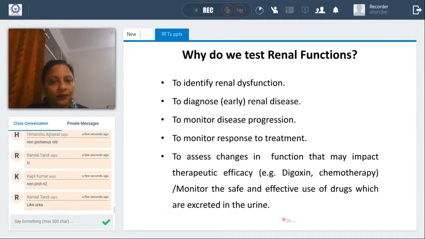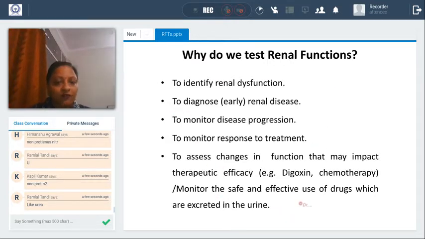Why do we test renal functions? First, to identify renal dysfunctions or errors in the function of kidneys, to diagnose early renal diseases, to monitor disease progression or response to the treatment, and lastly, to assess change in function that may impact therapeutic efficacy, like digoxin and chemotherapy, or to monitor the safe and effective use of drugs which are excreted in the urine. So these are the important causes.